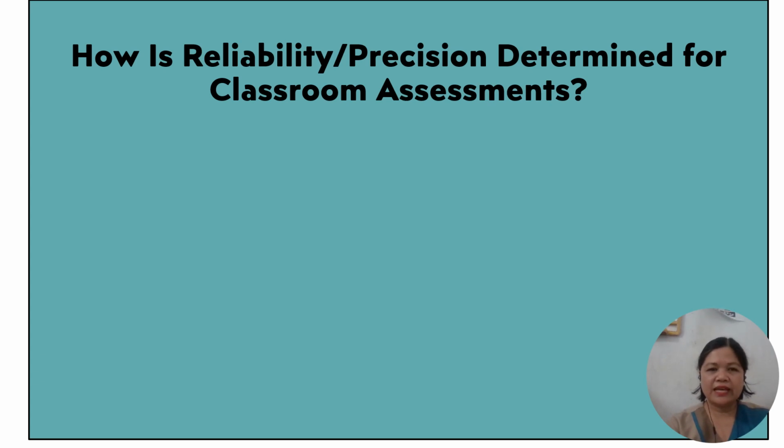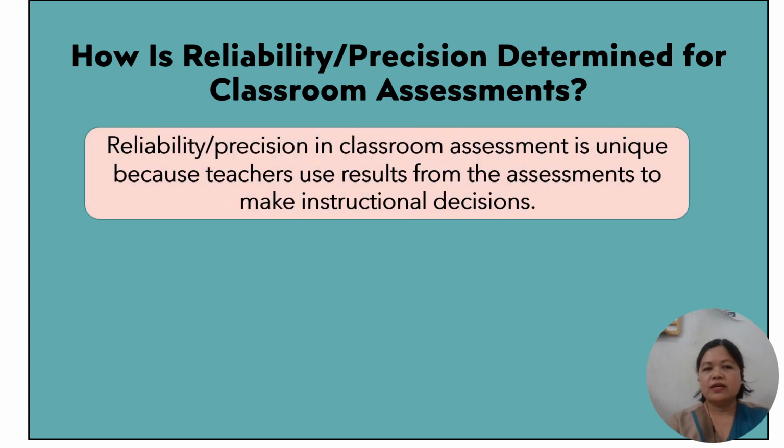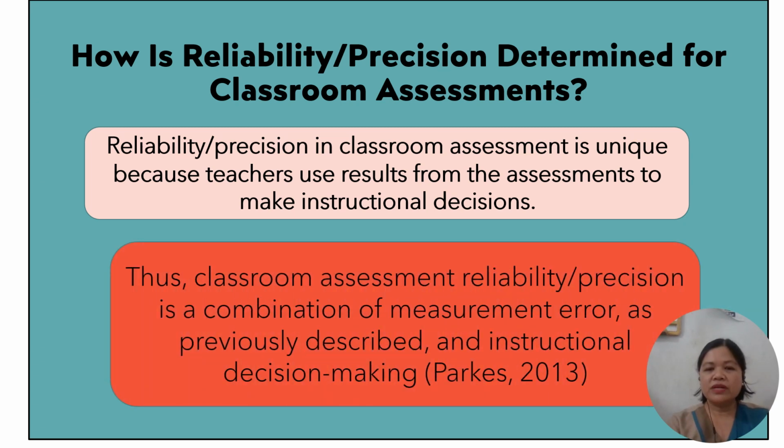So how is reliability or precision determined for classroom assessment? Reliability or precision in classroom assessment is unique because teachers use results from the assessment to make instructional decisions. Thus, classroom assessment reliability is a combination of measurement error, as previously described, and instructional decision making.